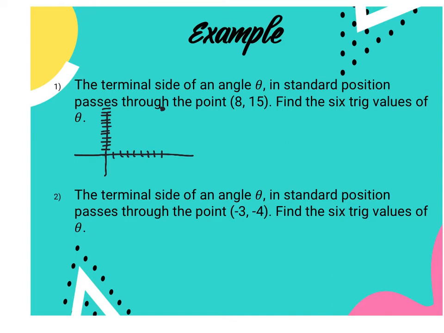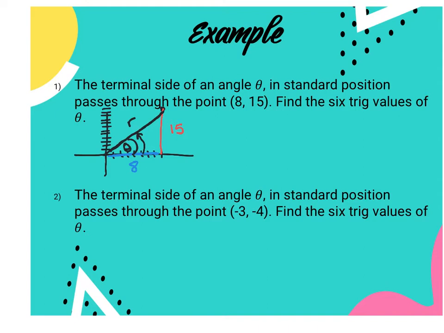My r value is the distance from 0, 0 to that point. Then I need to create my triangle. I always go back to the x-axis, so I'm going to drop this side down. Here was my initial side, and then the black line is my terminal side, because here is angle theta. So they created it this way. You can see the blue line is 8 spaces long. The red line is 15 spaces high.